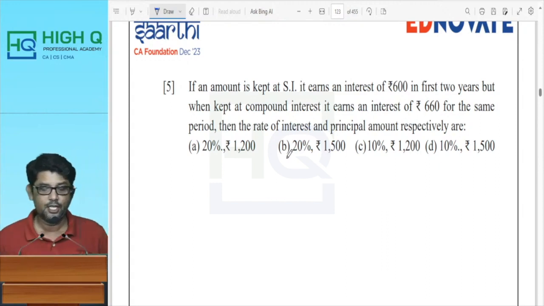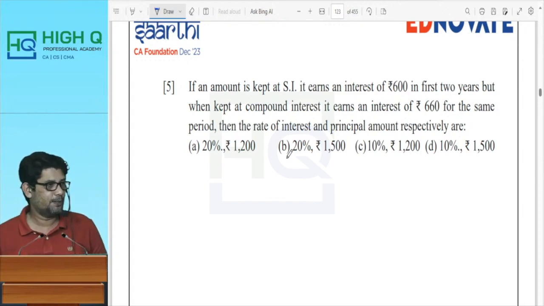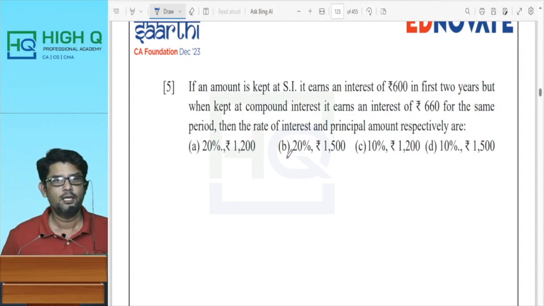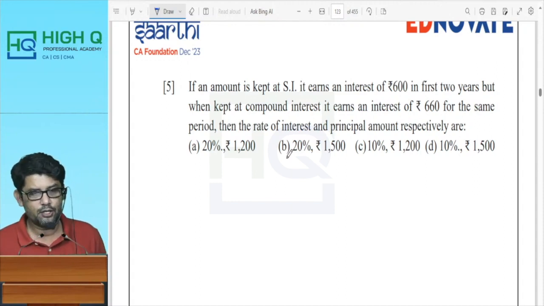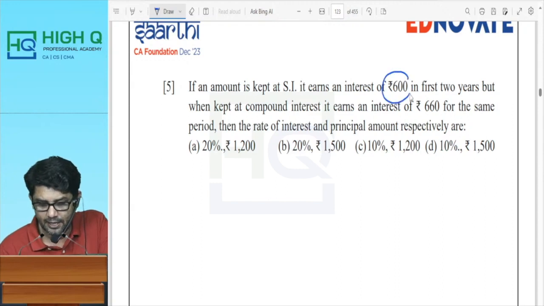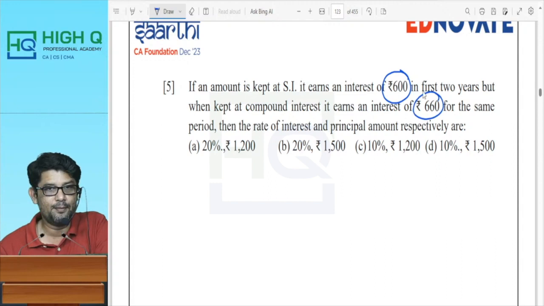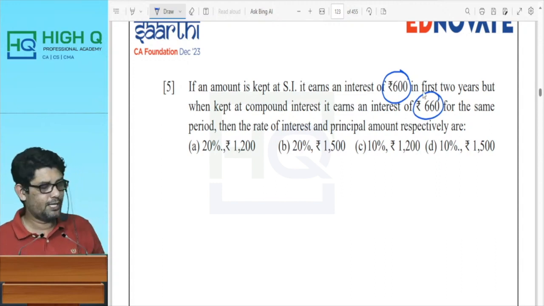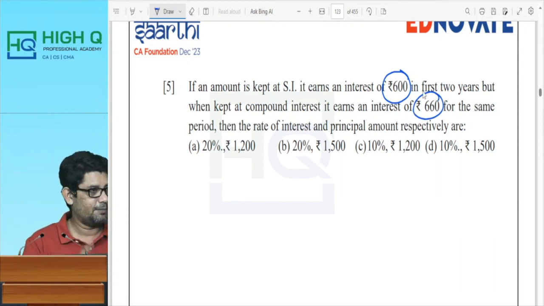Look at this. Very simple question. Here they ask you to find out principal and rate of interest. Listen here. In simple interest, I'm getting 600 rupees. In compound interest, I'm getting 660 rupees. Am I right, my dear? So, very simple. Trial and error method.